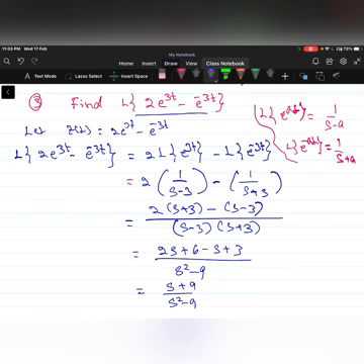So this is the Laplace transformation of 2 into e power 3t minus e power minus 3t, that is s plus 9 by s square minus 9. So this exists when s is greater than 3.